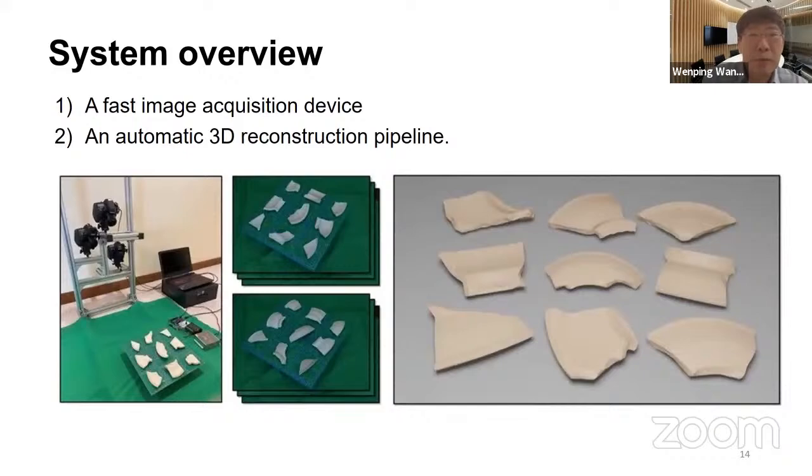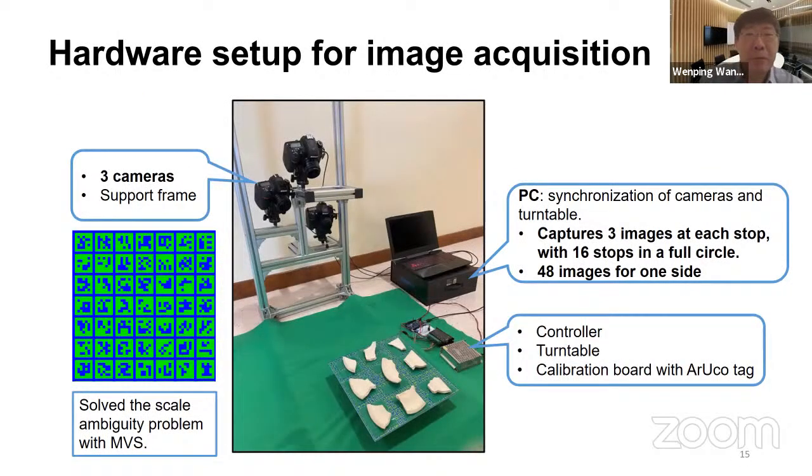All right, this is an overview. Our system has two parts. First is a device that can quickly acquire images of all these shards, and another is the software pipeline that is responsible for converting the scanned images into 3D models. Now, look at the first part. This is the hardware setup for image acquisition. There are several pieces you can pay attention to. I'm not sure you can see the mouse.